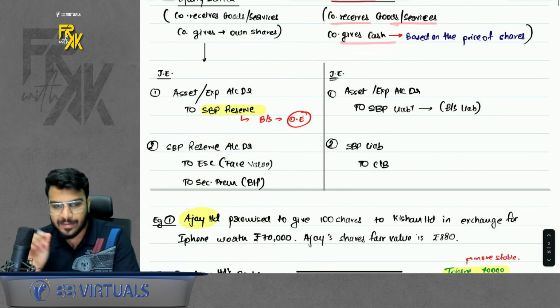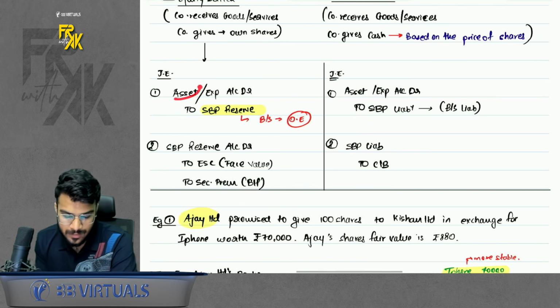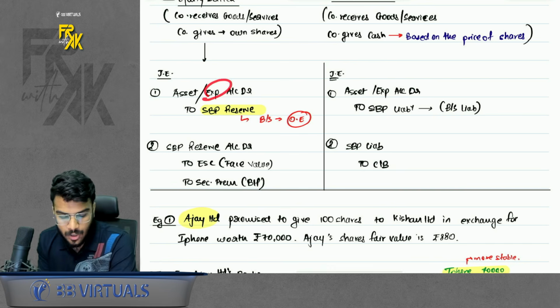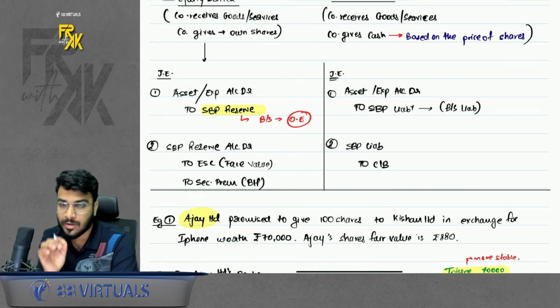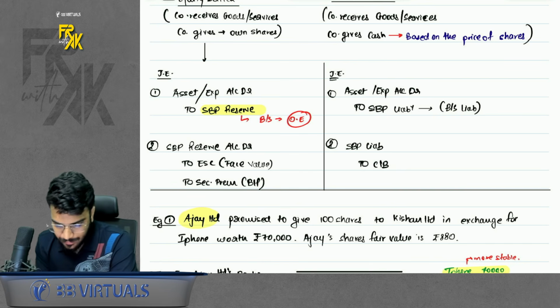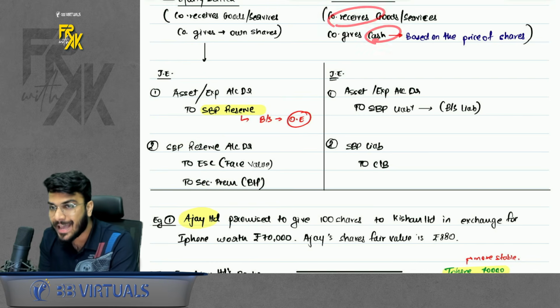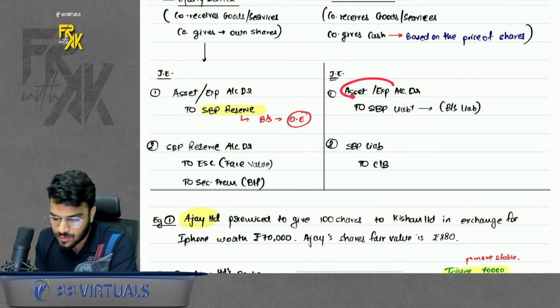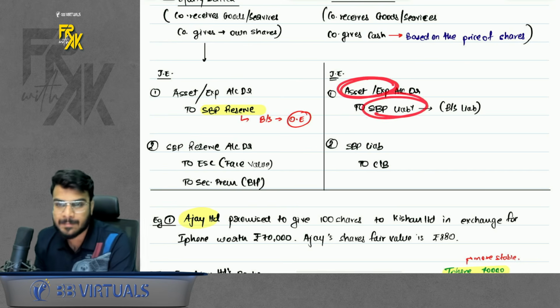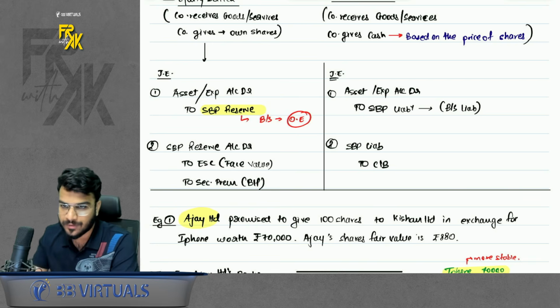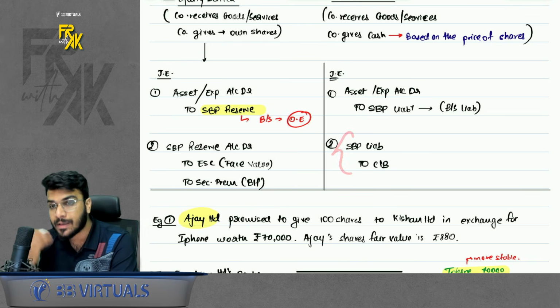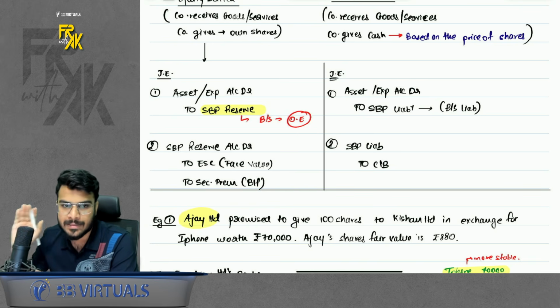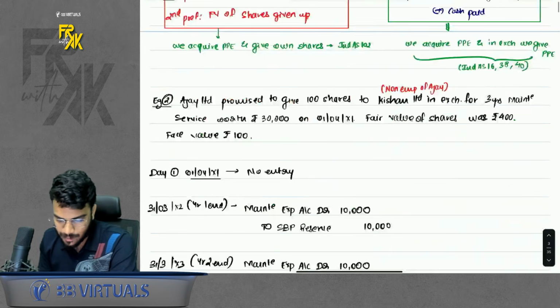What will be the entry? If you are receiving goods or service, you will debit the asset or the expense and credit SBP reserve. Why SBP reserve? Because you are going to give shares. Then whenever you issue the shares, you will debit SBP reserve and credit capital and premium. If you have promised to give cash based on the price of shares, in that case you will debit asset or expense but credit SBP liability. Why liability? Because you are going to give cash. Whenever you give cash, you will debit the liability and credit cash and bank. A few examples were also discussed.